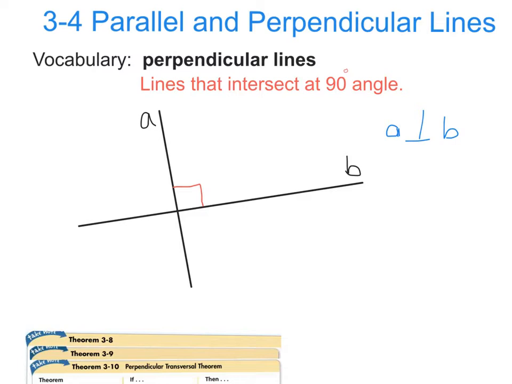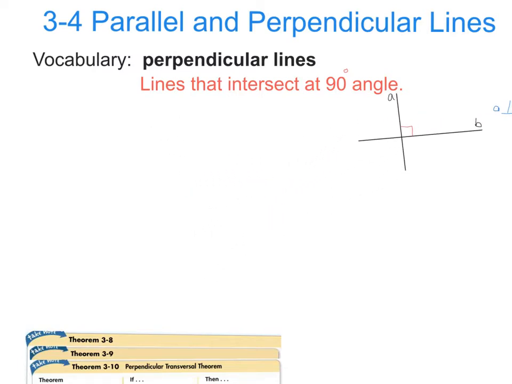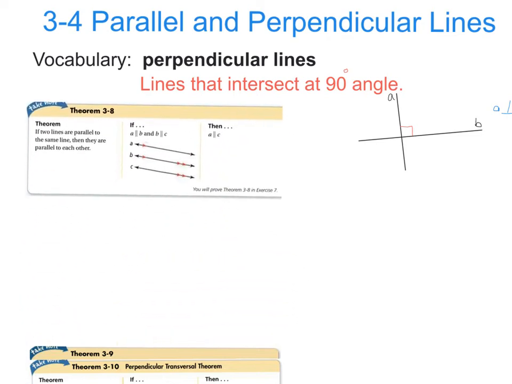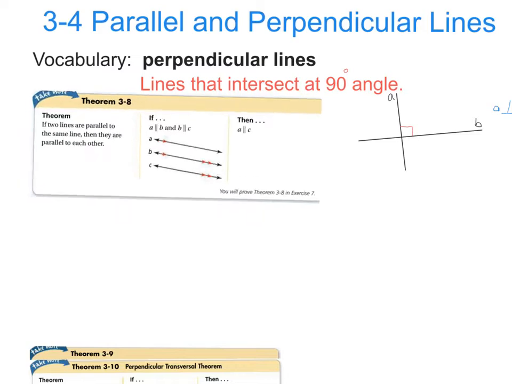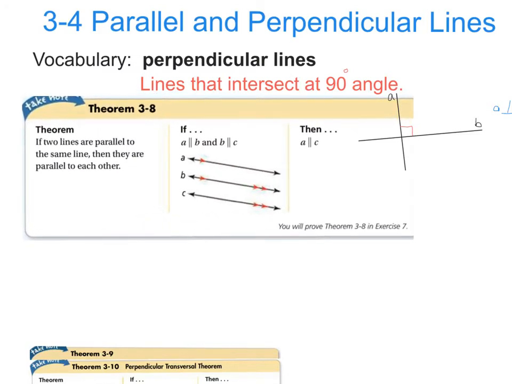Now we can look at some theorems from this section. Theorem 3-8. And this is a fairly obvious theorem. 3-8 simply says that if you have two lines that are parallel to a third line, so right here A is parallel to B and B is parallel to C, so both A and C are parallel to line B. So here's A is parallel to B, that's these marks, and B is parallel to C are these marks. Well, the conclusion then is that lines A and C must also be parallel.